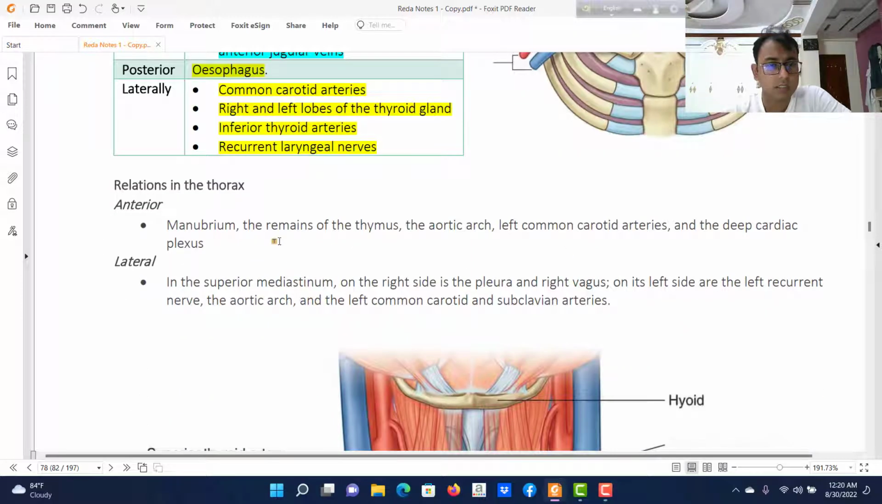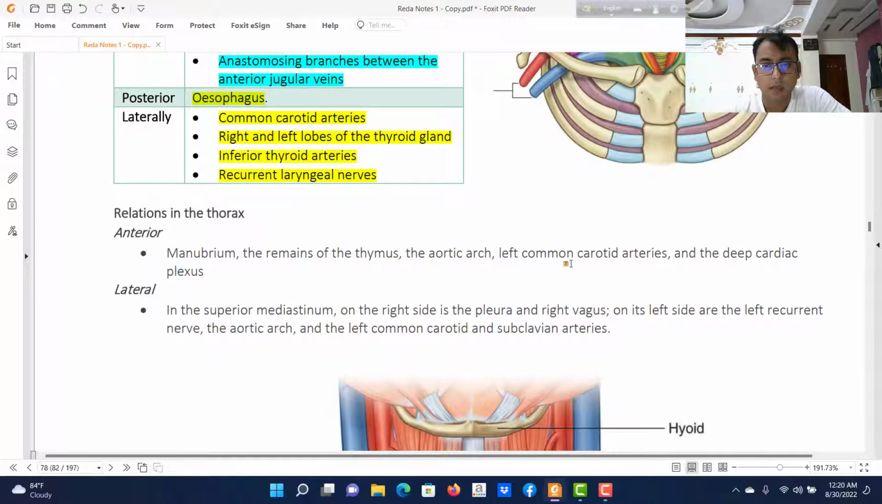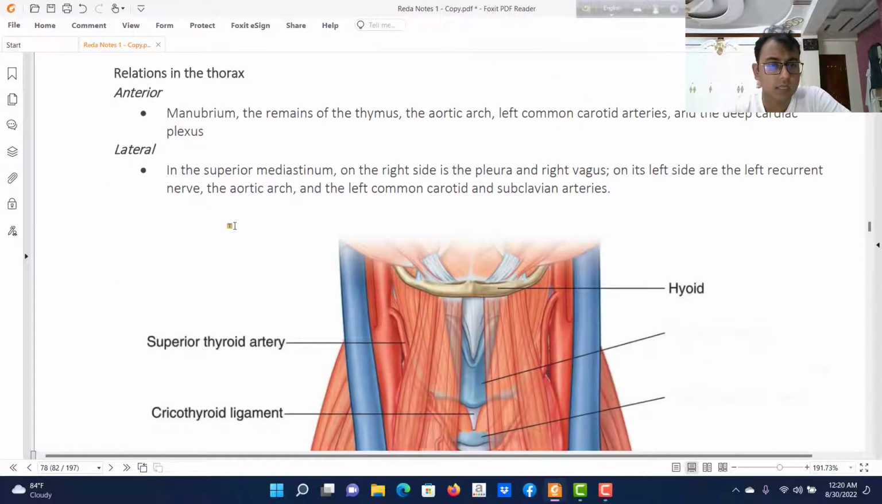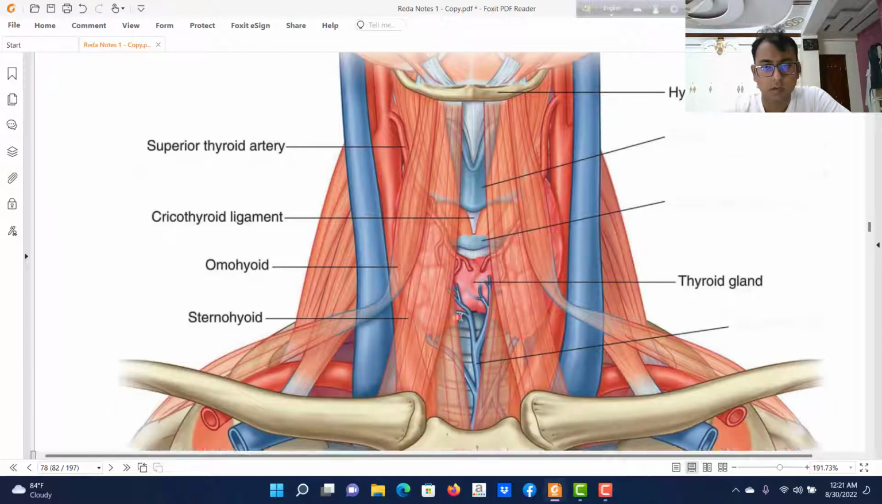Now the relationship of the manubrium. Anteriorly, that is the manubrium, the remains of the thymus, the aortic arch, the left common carotid artery, and the deep cervical plexus. Laterally, the superior mediastinum: on the right side, the pleura and right vagus, and on the left side, the left recurrent laryngeal nerve, the aortic arch, and the left common carotid and subclavian arteries. So here are the thyroid cartilage, the cricoid cartilage, and see cricoid and thyroid. This is the whole thyroid gland.